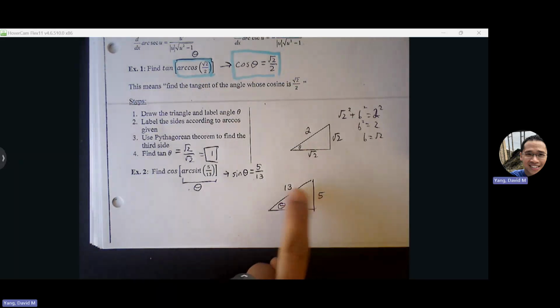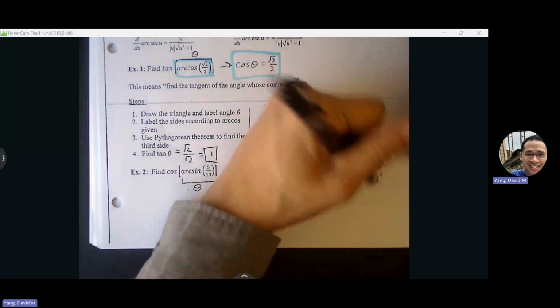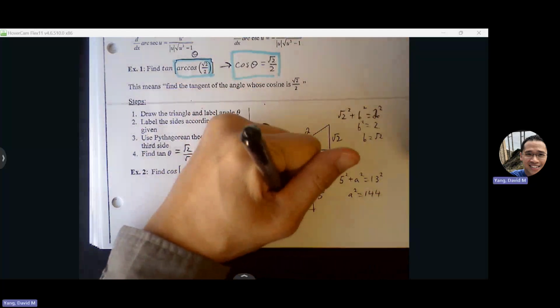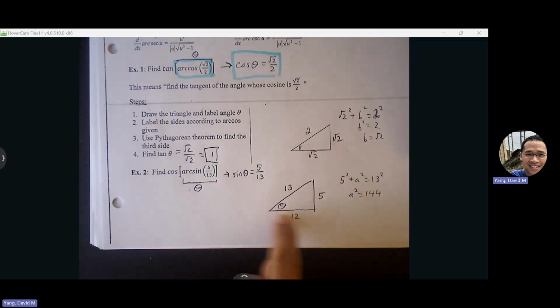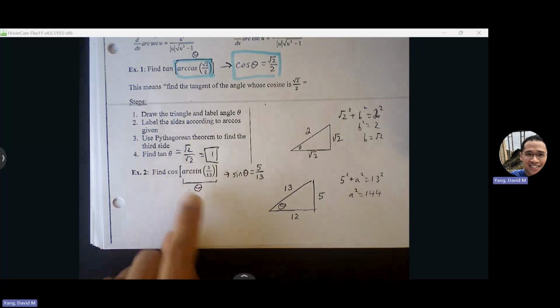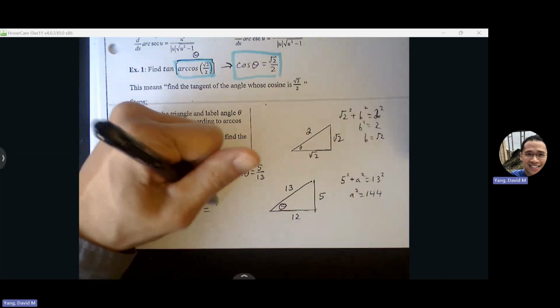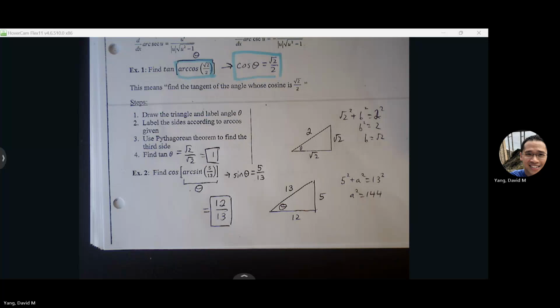Pythagorean theorem, a squared plus b squared equals c squared. We get 169 minus 25 is 144. Therefore, a is square root of 144, which is 12. Now that we have the triangle filled in, we can turn around and ask, okay, what we really want to know is what is the cosine of theta? And cosine of theta is adjacent over hypotenuse. So therefore 12 over 13.